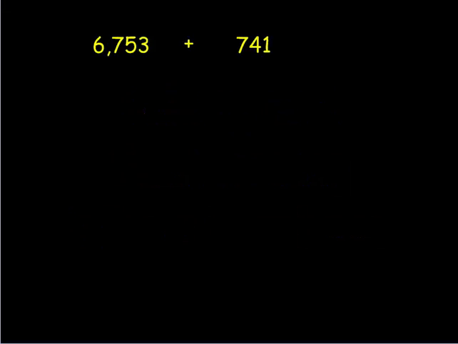When we add two numbers together to find the sum, we want to line up our numbers by place value. So we're going to make sure our hundreds are lined up, our tens, and our ones. We start by adding our ones together. 3 added to 1 is 4. Then we're going to move over to our tens column. 5 tens plus 4 tens is 9 tens.